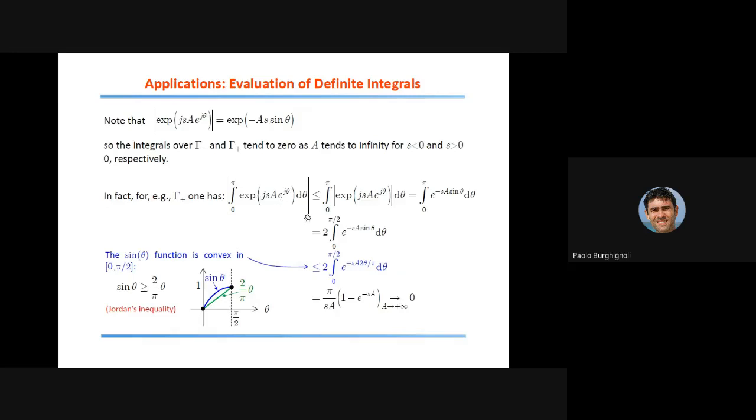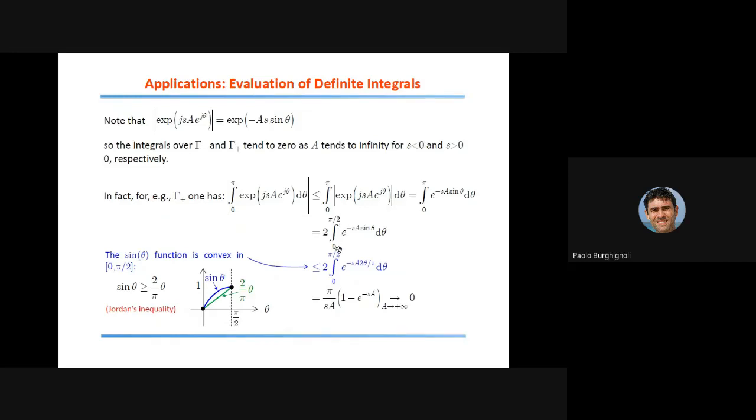The absolute value of this integral is, of course, not larger than the integral of the absolute value. And the absolute value of the integrand is in turn equal to the real exponential e to minus s a sine theta. Now, by symmetry, this integration, which goes from 0 to pi, can be split into two equal integrals. And so we can write that this is equal to twice the value of the integral that goes from 0 to pi over 2.